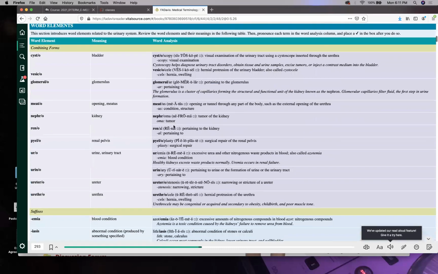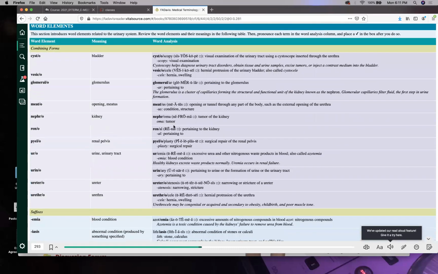But we're in medical terminology, so we're going to focus on the medical terms. We already talked about cysto, which is the urinary bladder. So I could take a scope and perform cystoscopy, right? That's easy. Vesicocele: I could have a herniation or a protrusion of my urinary bladder, and that's called the cystocele, also known as a vesicocele.